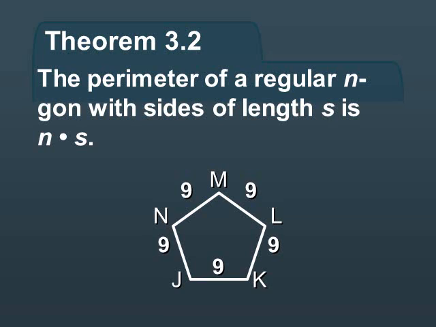So the number of sides times the side length will give us the perimeter. So here we have a regular pentagon. Pentagon means I have 5 sides. 5 times 9 is 45, which would be 45 units, the perimeter of this regular pentagon.